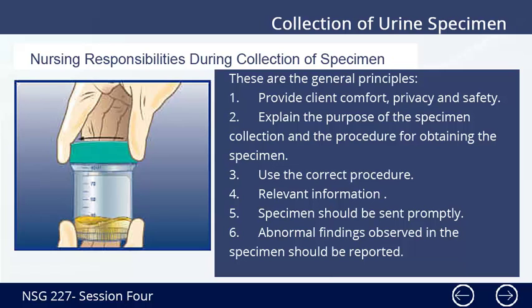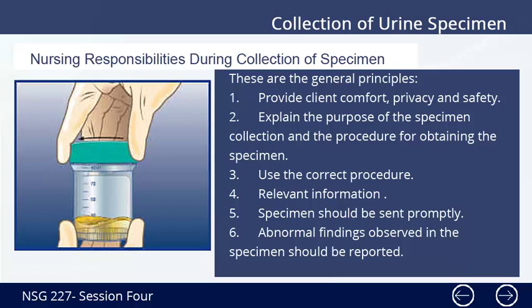2. Explain the purpose of the specimen collection and the procedure for obtaining the specimen. Clients may experience anxiety about the procedure, and proper instruction promotes independence and reduces embarrassment. 3. Use the correct procedure for obtaining a specimen, or ensure client follows the correct procedure if he has to do it by himself. Maintaining asepsis is essential to prevent contamination that can cause inaccurate results.